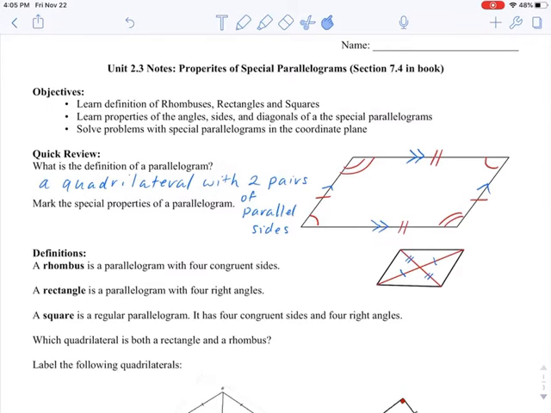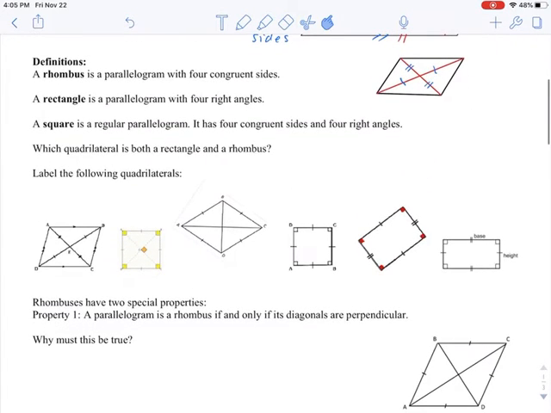Okay, so let's jump right into some special quadrilaterals. First, a rhombus is a parallelogram with four congruent sides. So if I were to sketch a picture of a rhombus, it would have all four sides the same, like that. A rectangle is a parallelogram with four right angles. If I were to sketch a rectangle, I would draw a quadrilateral with four right angles, or four 90-degree angles.